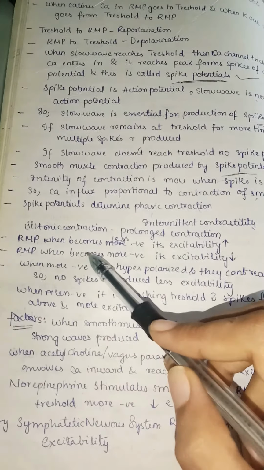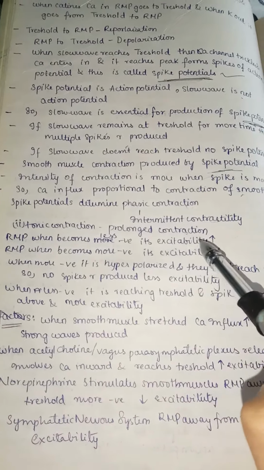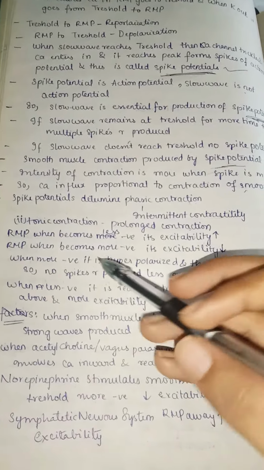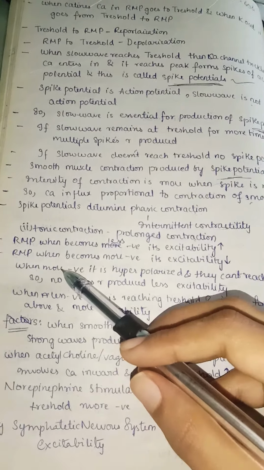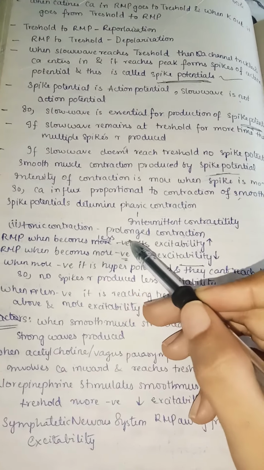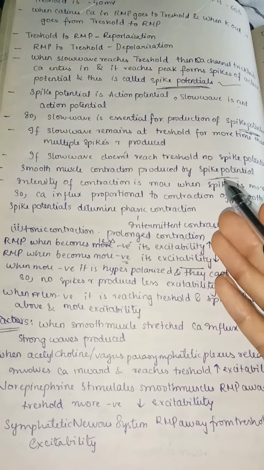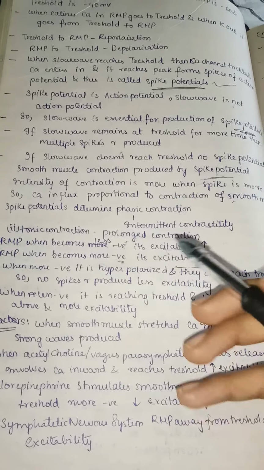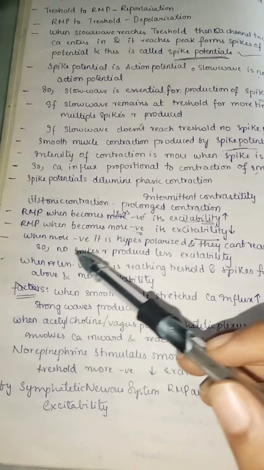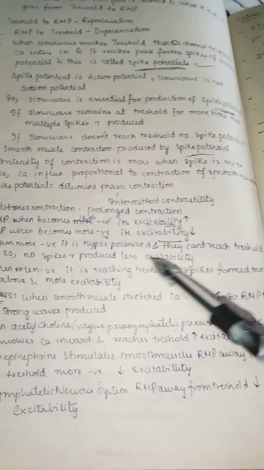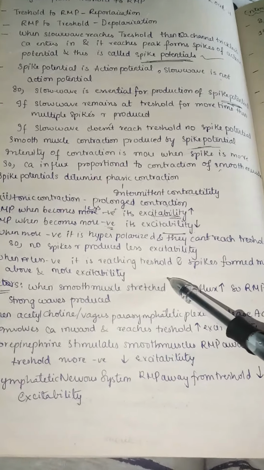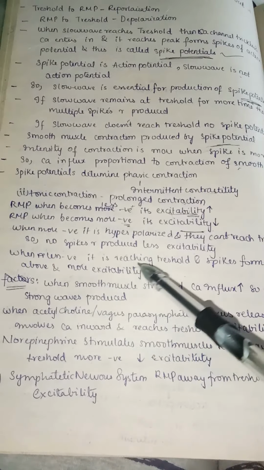When the resting membrane potential becomes less negative, its excitability increases, because it has higher excitability when nearer the threshold. When the resting membrane potential becomes more negative, its excitability decreases. You can understand this: less negative means becoming more positive, which means coming closer to the threshold, so higher excitability. More negative means far from the threshold, so lesser excitability. When more negative, it's hyperpolarized and can't reach the threshold, so no spikes are produced and there is less excitability. When less negative, it reaches threshold, spikes are formed, so there is more excitability.